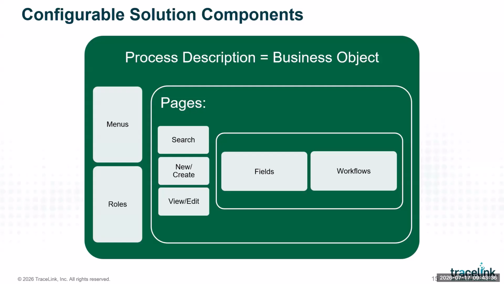Two foundational elements power these pages. Fields define what data we capture and how we structure it. Workflows define how the record progresses. Together, menus, roles, pages, fields, and workflows transform a conceptual process into a fully operational business object. This structured configuration ensures that POET delivers consistent, governed, and scalable process orchestration across the enterprise network.